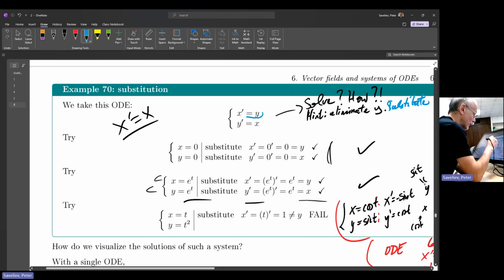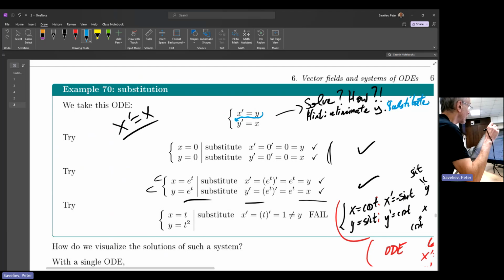Substitute the first one into the second. What do I get? I substitute the first equation into the second. What do I get? y prime equals x double prime. y almost. Now it will be x. It will be x double prime is equal to x.